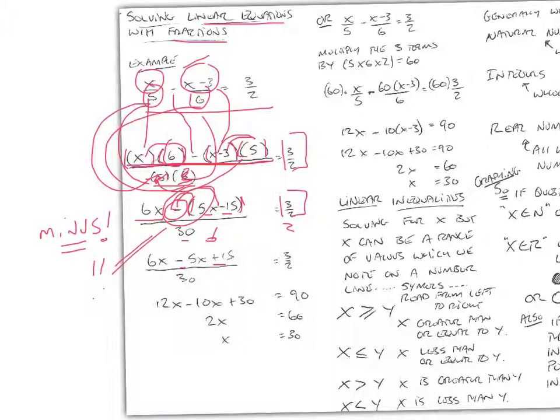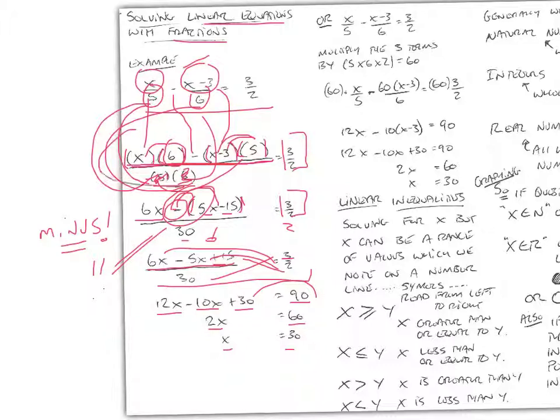So all of this is equal to 3 over 2. Now we can cross multiply, because we've one fraction this side and one fraction that side. So 30 times 3 is 90. 2 by 6x is 12x, minus 10x, 2 15s is plus 30. Gather up: 12x minus 10x is 2x, and that's all equal to 90 minus 30, which is 60. x is equal to 30.